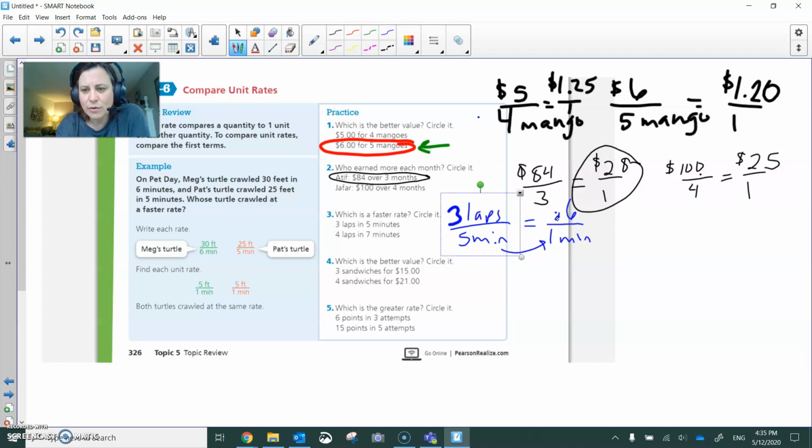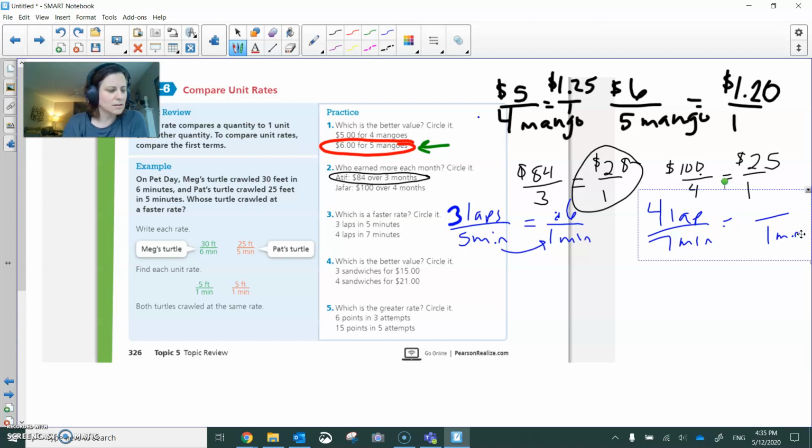The other one, 4 laps in 7 minutes. We're going to take that to 1 minute. 7 divided by 7 is 1, so 4 divided by 7 is 0.57. They're really close, right? But this one's better. This one can go further, so it's the first one.